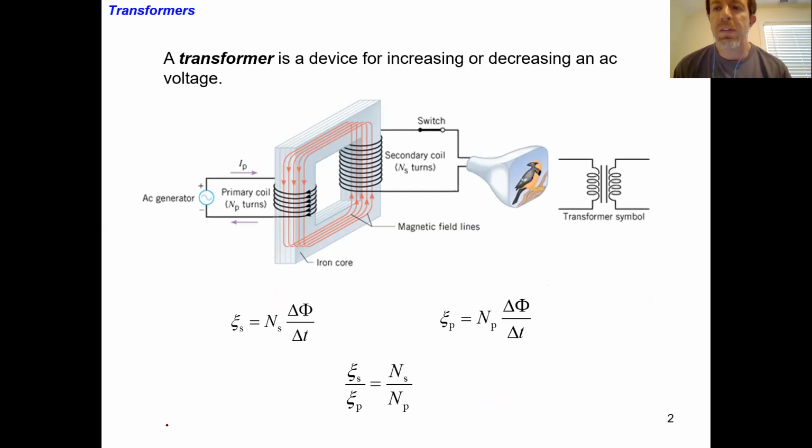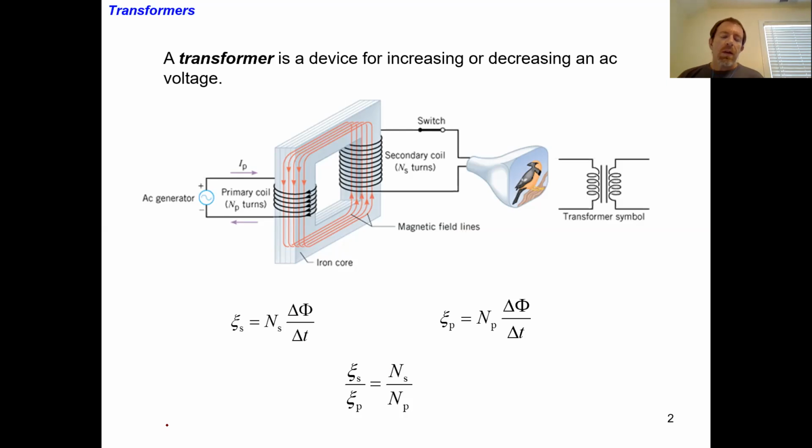And that's very specific there. This has got to be an AC voltage. Why does it have to be an AC voltage? Because if it were DC in the primary coil, then the current wouldn't be changing at all in the primary coil. And if the current in the primary coil isn't changing at all, then the magnetic field created by the primary coil isn't changing at all. And if the magnetic field isn't changing, then there's no change in flux. If there's no change in flux, then there's no induced EMF in the secondary coil.